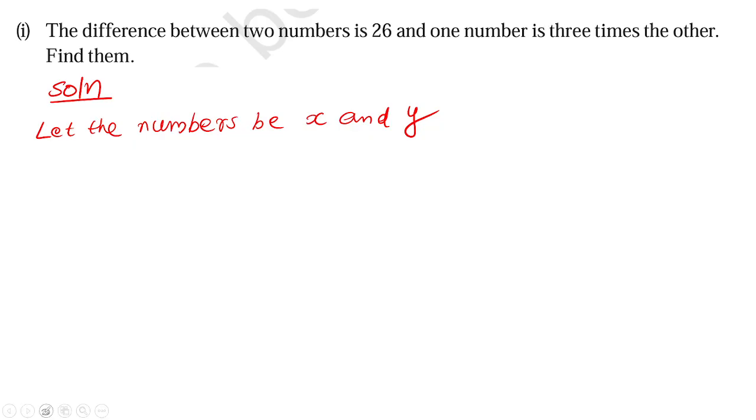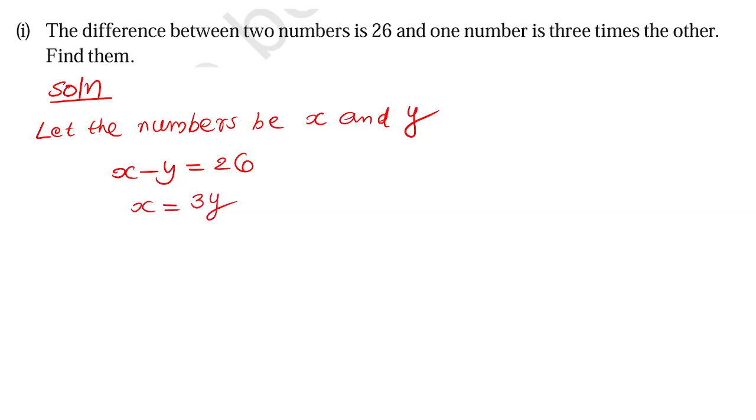Let us assume that x is the larger one, y is the smaller one. So I can write x minus y as 26, because the difference is 26. One number is 3 times the other. Since x is the larger one, x must be 3 times the other one.